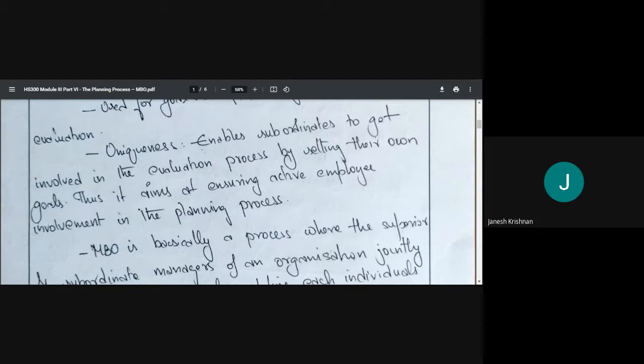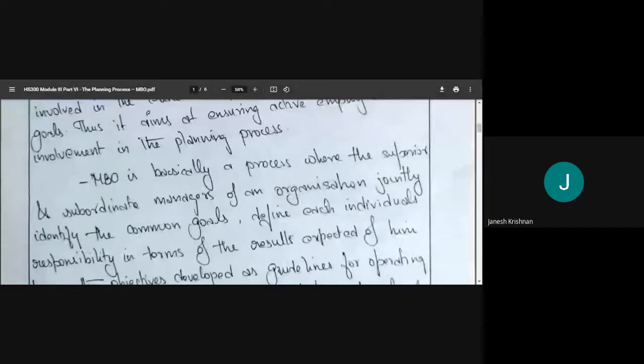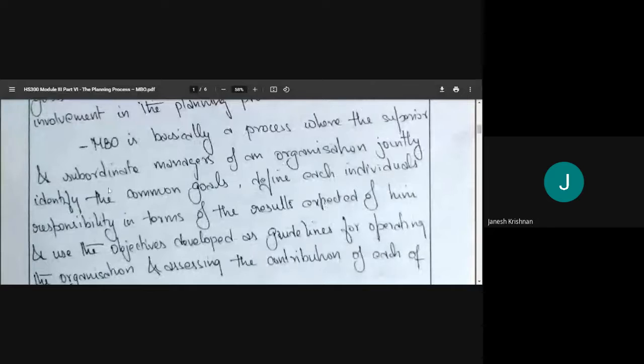So they are also getting involved in the planning process, and based on that input only, we will be planning our next step. Okay. So MBO, or management by objective, is basically a process where the superior and subordinate managers of an organization jointly identify the common goals. Both of them, the superior and his subordinates, together they will identify the goal. What are the common goals we need to achieve?